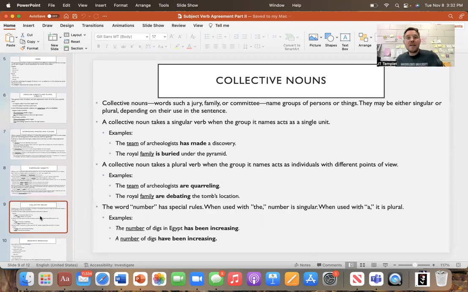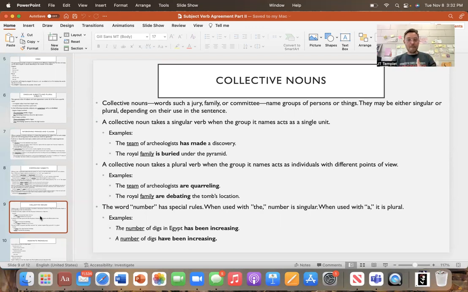Collective nouns. These are words that mean a group of things coming together. So think of family, jury, committee. They can either be singular or plural, depending on how they're used in the sentence. A collective noun takes a singular verb when the group it names acts as a single unit. So the team of archaeologists has made a discovery. Even though there's multiple archaeologists, it's only one team.